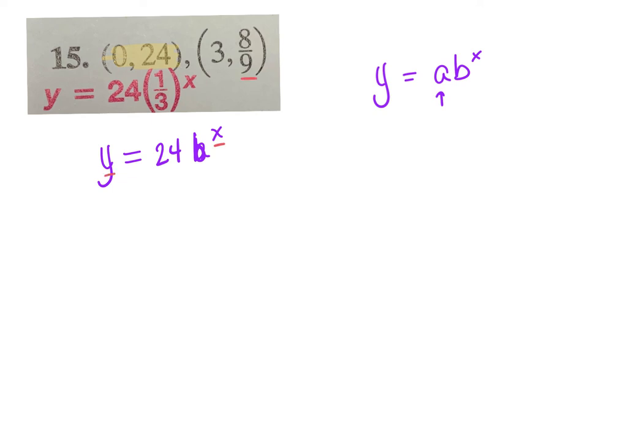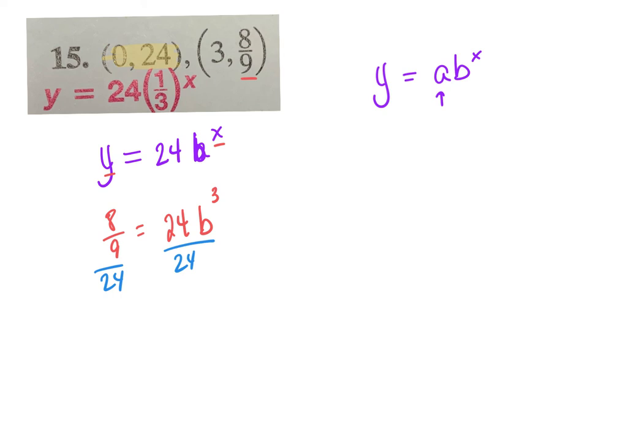Our x is 8/9. No, our y is 8/9. All right, equals 24, b to the x. Then we're just going to solve. How do I solve? You divide by 24. Right? Okay, I have 8/9 divided by 24.